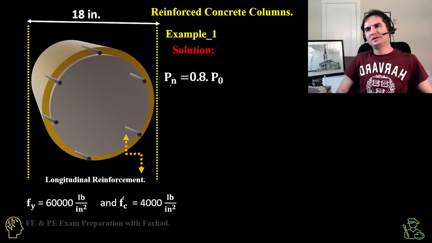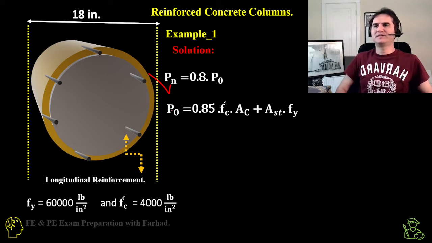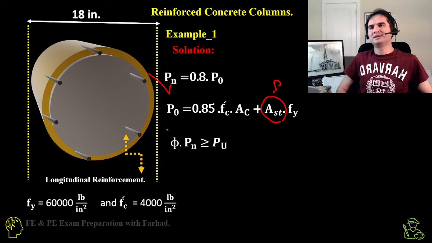So Pn, the nominal axial load, is 80% of P naught, and P naught is 85% times the specified strength of concrete times the area of concrete plus the area of rebars times Fy, which is the only unknown. And then phi, which is the 0.65 resistance reduction factor, times the nominal axial force Pn should be higher than Pu, which we already calculated.